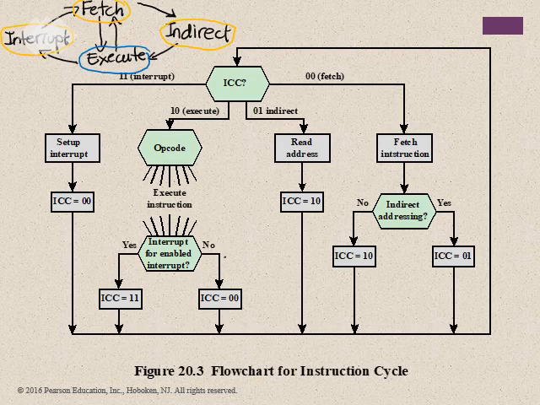We are going to assume a new 2-bit register called ICC, Instruction Cycle Code. The ICC designates the state of the processor in terms of which portion of the cycle it is in. Out of the 4, 0 0 is fetch, 0 1 is indirect, 1 0 is execute, 1 1 is interrupt. Those are the instruction cycle code, ICC.